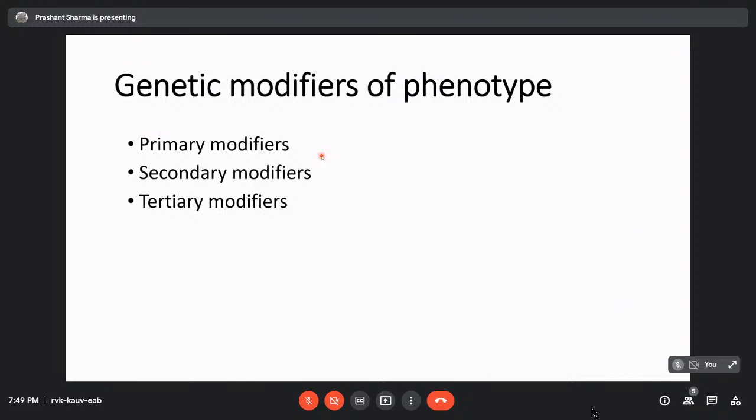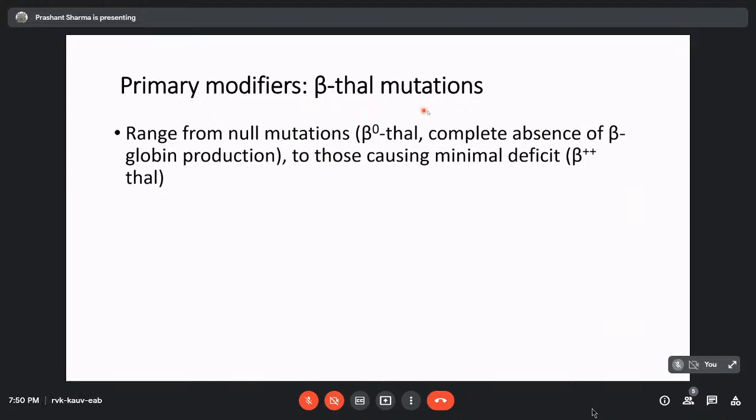Primary modifiers are the original beta thal mutation that a patient has inherited. So these can range from null or beta naught mutations, which I already told you are characterized by complete absence of beta globin production, to those that cause only a minimal deficit, that is the beta plus plus mutation.